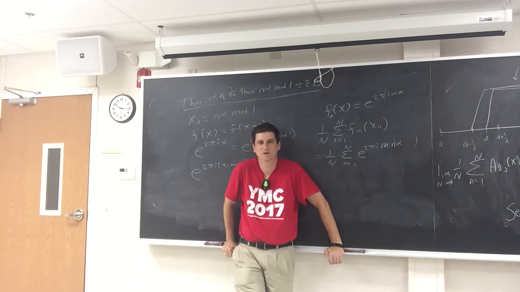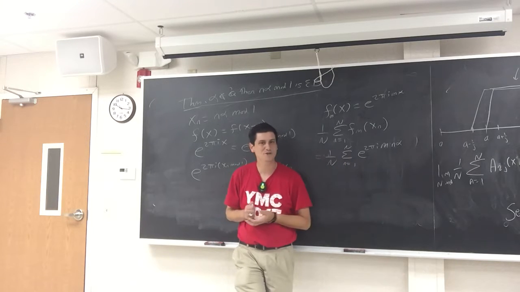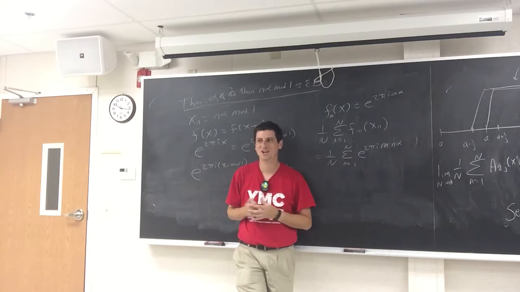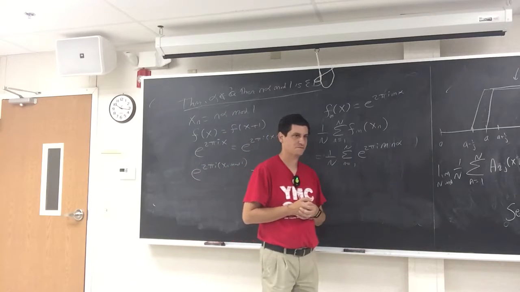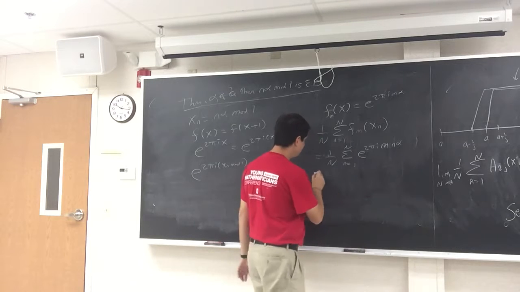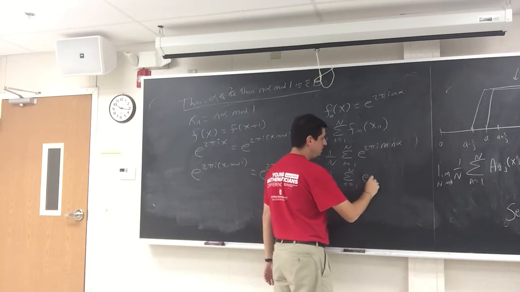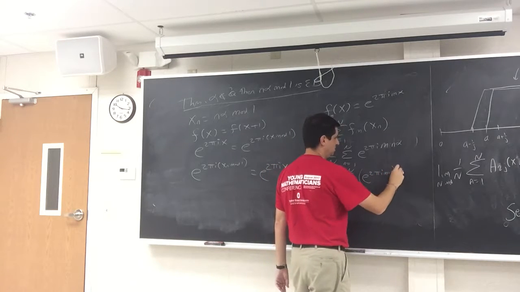What's your go-to sum? If I'm going to give you a series to sum. Geometric. Is this a geometric series? If so, it's going to be r to the n for some r. What's the r? Yeah, so this is just 1 over N, the sum, n goes from 1 to N, of e to the 2 pi i m alpha to the n.